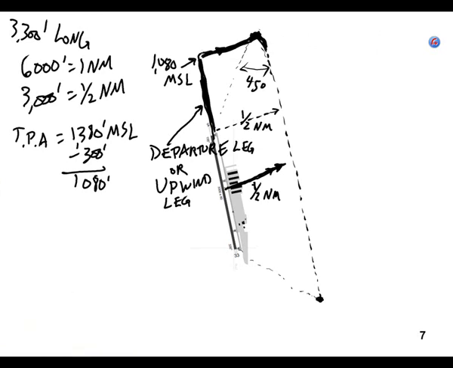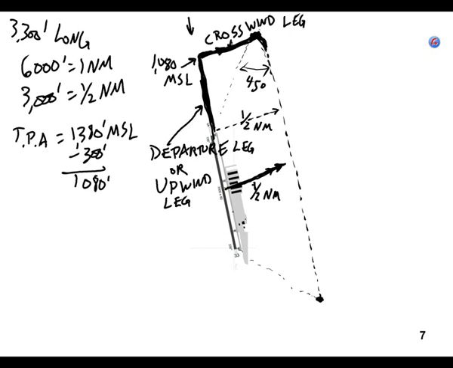All right, this leg right here, let's say the wind is going straight down the runway. So this leg right here is exactly 90 degrees to it, or you're going across the wind. This is called the crosswind leg.